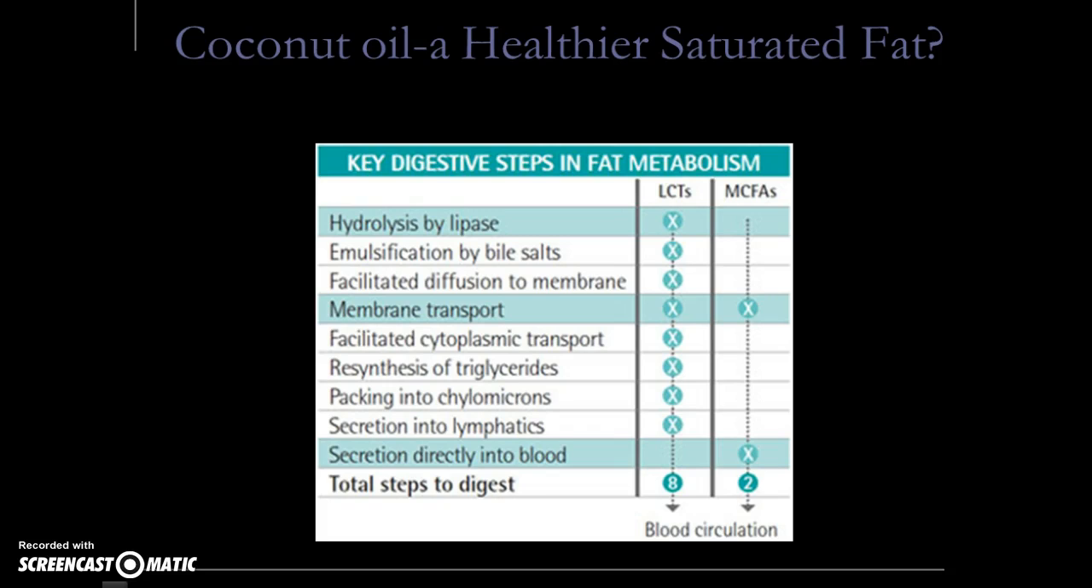So you can see these are all the steps that are taken with the long chain triglycerides. So they're hydrolyzed by lipases, so you add water to break apart the lipid. In order to do that, you really need to emulsify it by the bile. So that means taking the big clumps and turning it into smaller droplets. And then you have some facilitated diffusion to the membrane. So that means you need a protein transporter for it to cross the membrane.